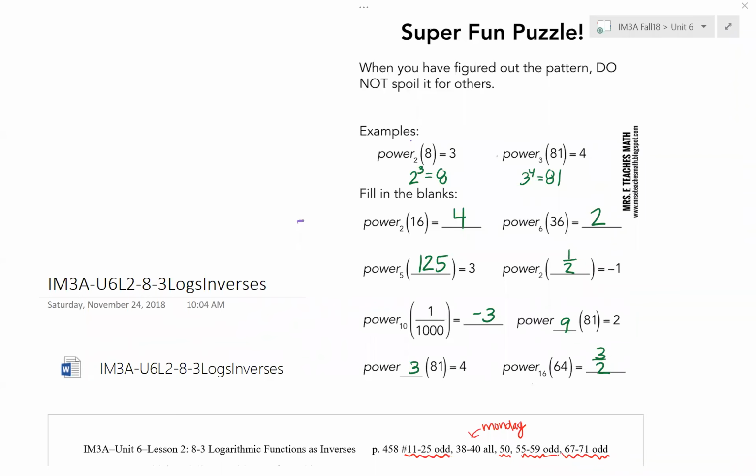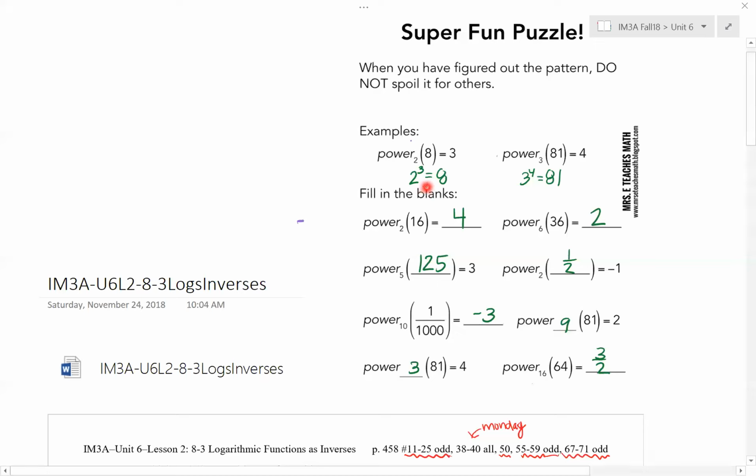Today we're going to talk about logarithms, and you got an intro to logarithms with the super fun puzzle. On the super fun puzzle, we talked about the pattern between these things, like this word power. So we're going to do logarithms that are structured the same way this power expression is structured, and it'll make a lot of sense connecting the two now that you've figured out the pattern on your own.